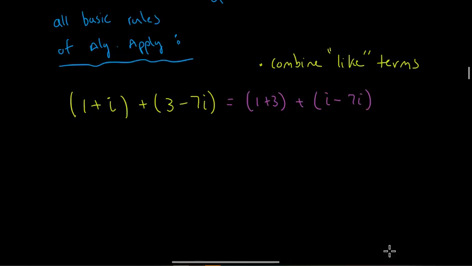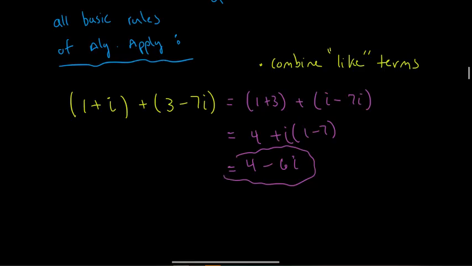Obviously 1 plus 3 is 4. This is also described as i times the quantity 1 minus 7. You're adding the coefficients, and the i is like a variable that stays there with the coefficients. So this final answer would end up being 4 minus 6i. And that's how you do your addition and subtraction of these things. You just have to keep track of whether you're adding or subtracting.